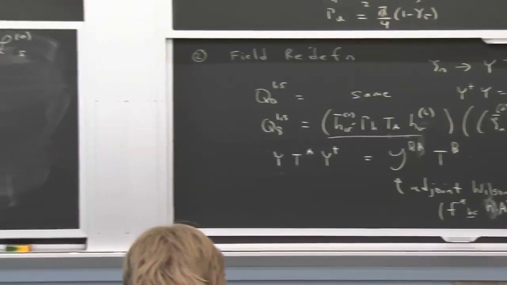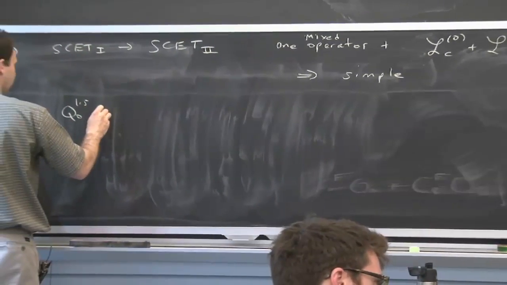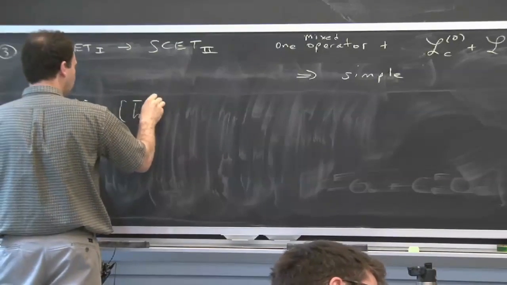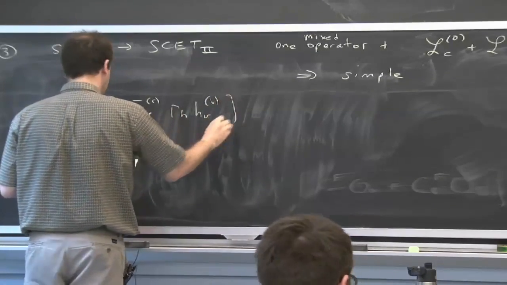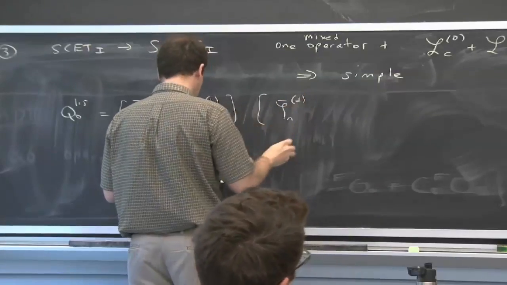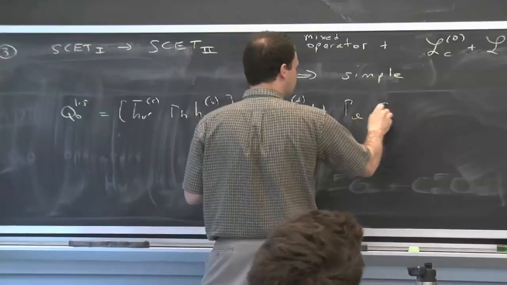OK, so to make it look like I've done something, I'll write it out again, but there's really nothing happening, except that now the fields are in SCET 2 with the correct SCET 2 scaling.